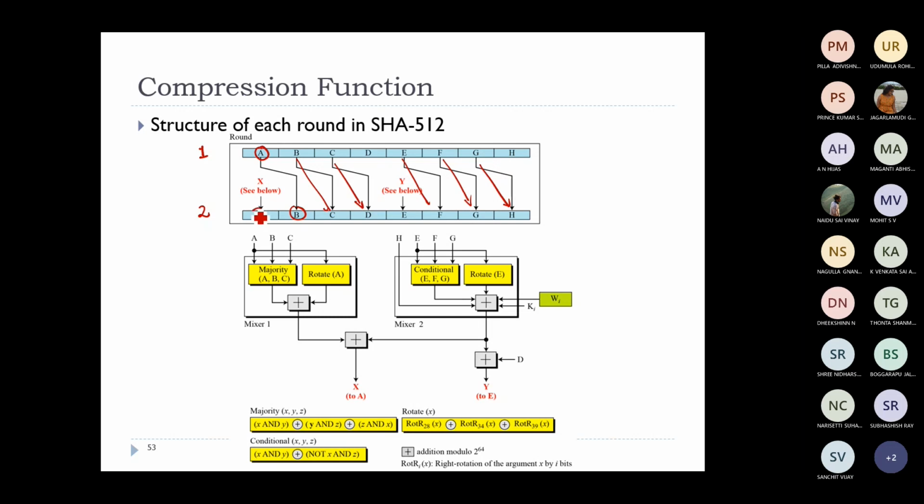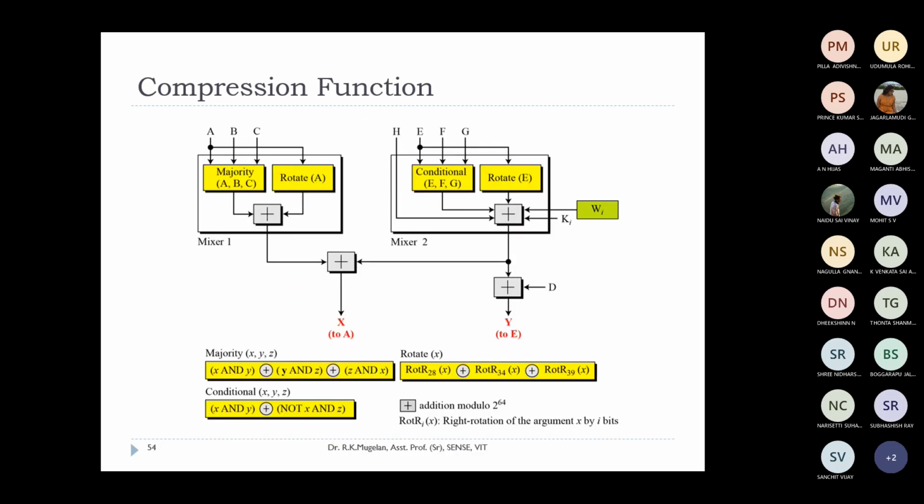The main function here is to generate A and E using the values of A, B, C, D, E, F, G, H of the previous round. How is this going to happen? First, consider mixer 1, where you get the values of A. A, B, C are the inputs from the previous round. I'm taking A, B, C and applying the majority function. Then I'm taking A alone and performing a function called rotate A.